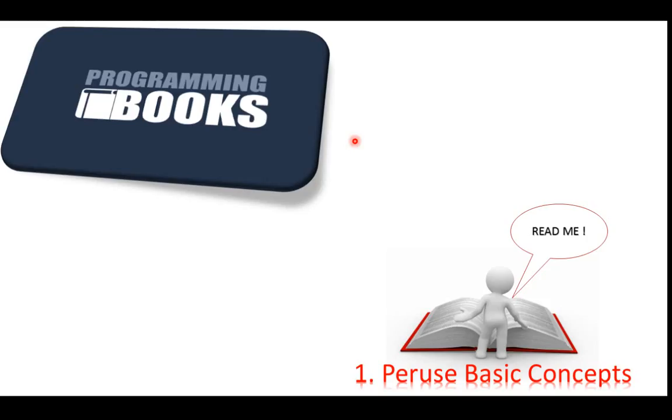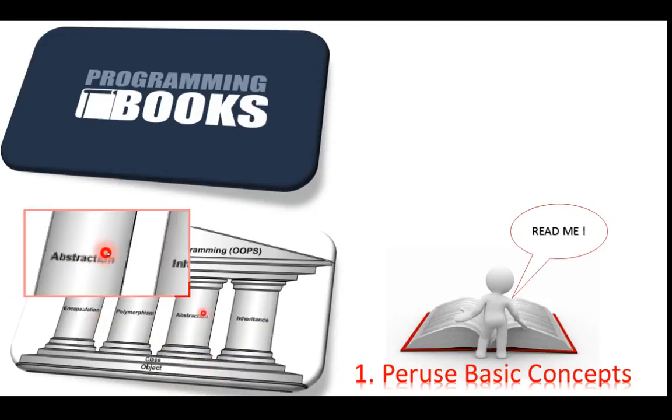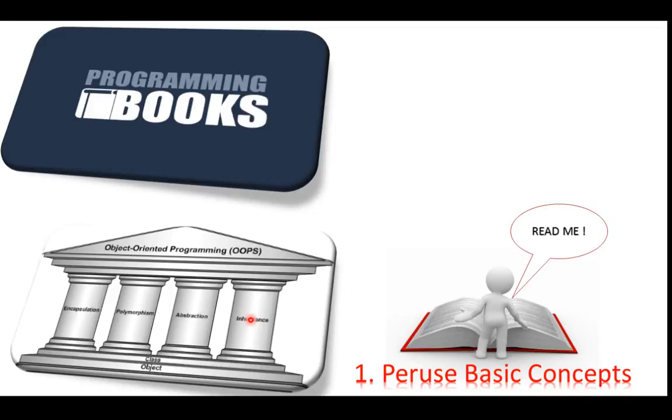The first step is peruse basic concepts. If you are new to a programming language, no matter whether it is Java, C, C++, or Python, Ruby, PHP, or .NET, whichever language it may be, to understand the basic concepts of any programming language, you have to purchase books to understand its syntax, its basic concept. For example, for Java, you have to understand OOPS concept, that is encapsulation, polymorphism, abstraction, and inheritance. What is class, what is object, how they get stored.